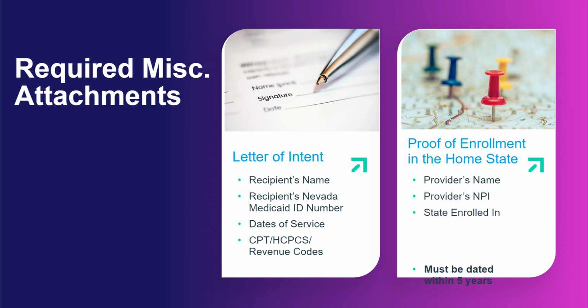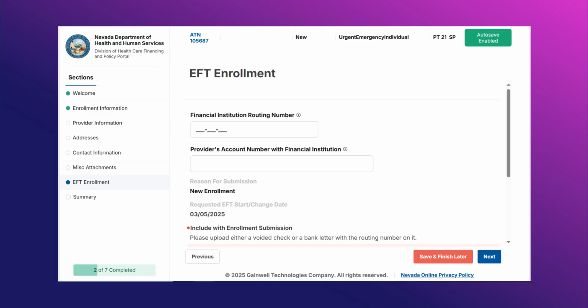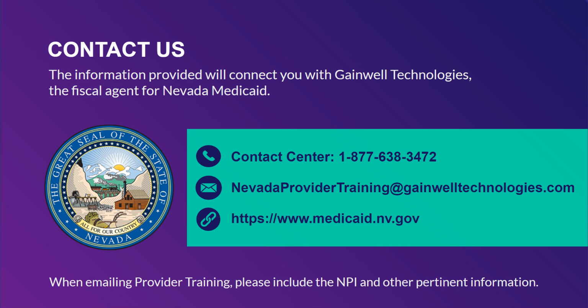Also, the documentation submitted for a proof of enrollment in the home state must be dated within the last 5 years. After attaching the required miscellaneous attachments, the EFT section will be shown and that is not necessary to complete an urgent/emergency application. This concludes the unique steps for urgent/emergency providers in the Provider Flex Enrollment Portal.